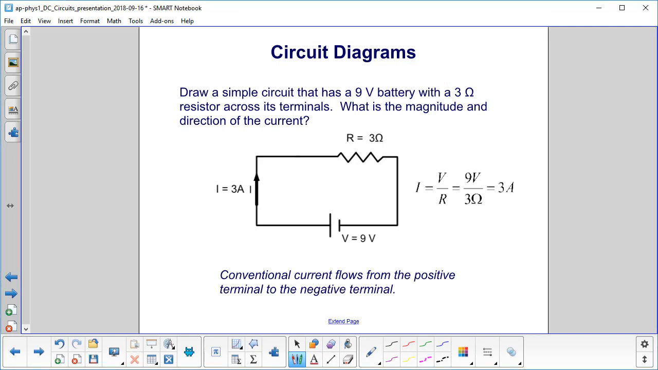Hopefully you got a picture that looks like this. We put the battery down here. We could put it anywhere in the circuit because this doesn't show physically where it is. We're just doing a schematic. And since the positive end of the terminal points in this direction, the conventional current flows like that. Here's our resistor up here. And to find the current, we use Ohm's law. So we have 9 volts over 3 ohms, 3 amps.